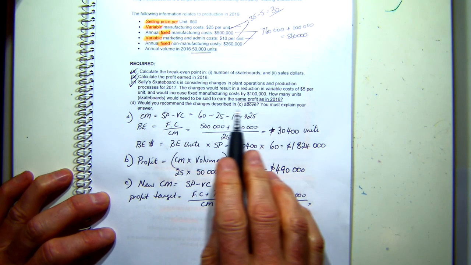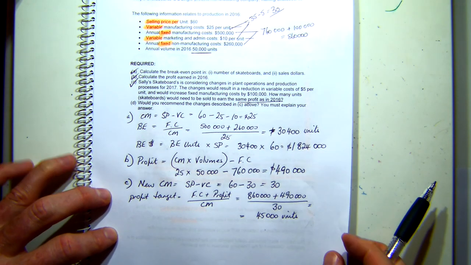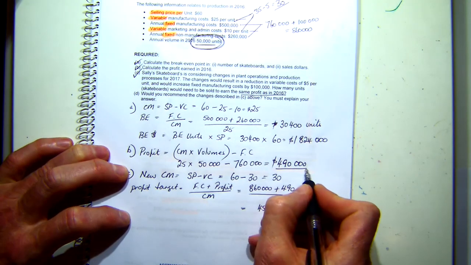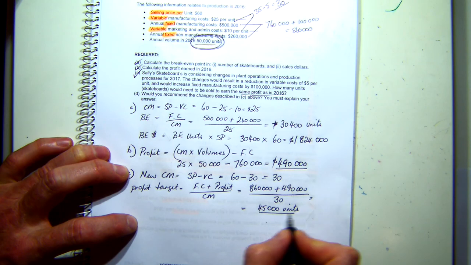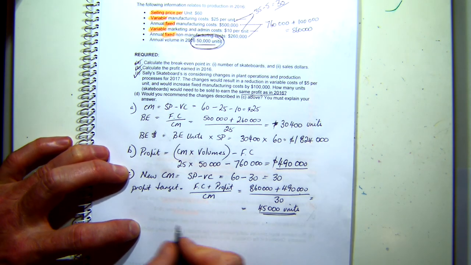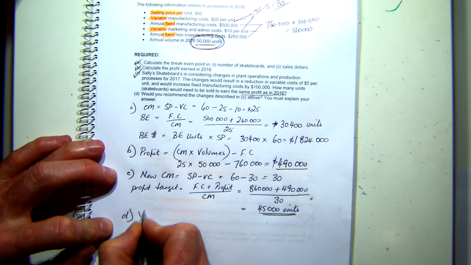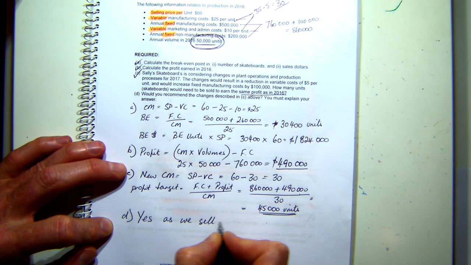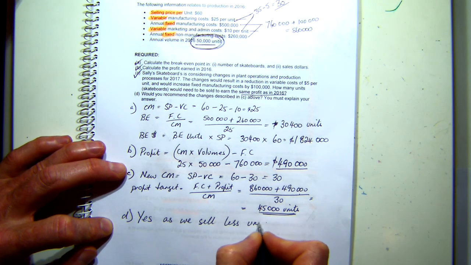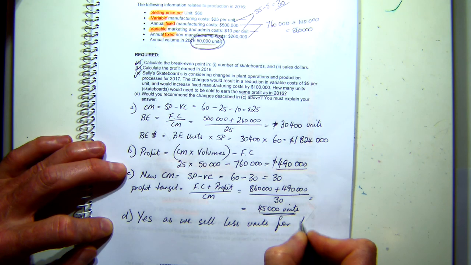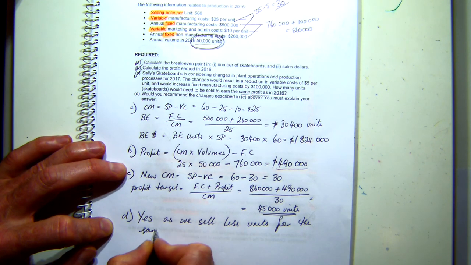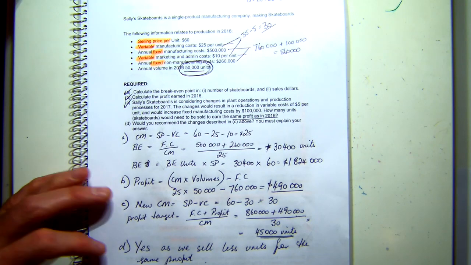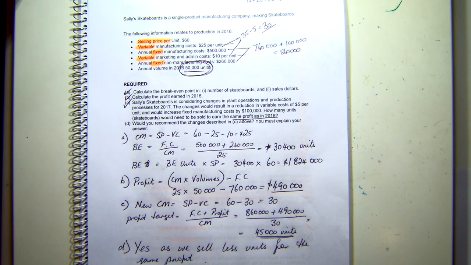Now it says, would you recommend the changes described in C above? You must explain your answer. Well, the first time it was 50,000 units for a profit of 490,000, and the second time it's 45,000 units for a profit of 490,000. So for D, would I make the change? Yes, as we sell less units for the same profit. And that takes care of question number 3.